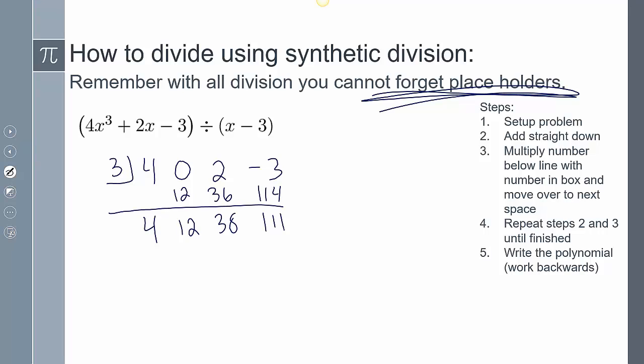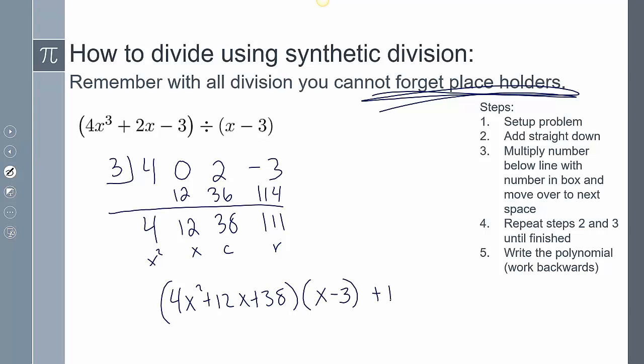Okay, now working backwards, step 5, this is my remainder, my constant, my variable squared. So my answer is going to be 4x squared plus 12x plus 38. And it's going to be times that x minus 3, and then add my remainder. So add 111 to it.